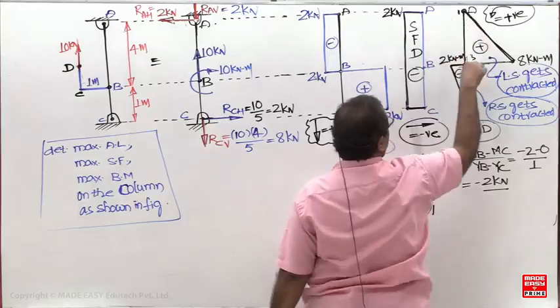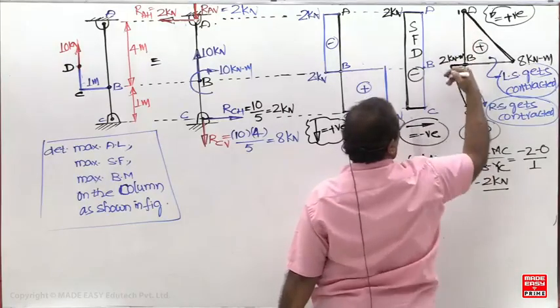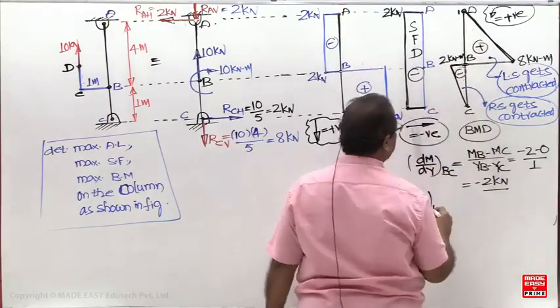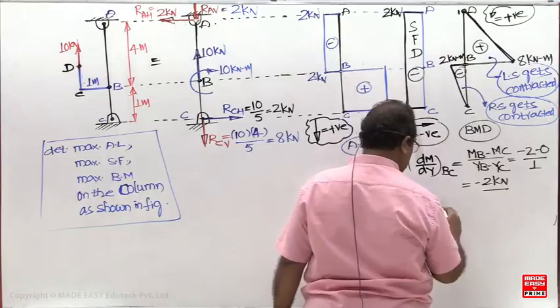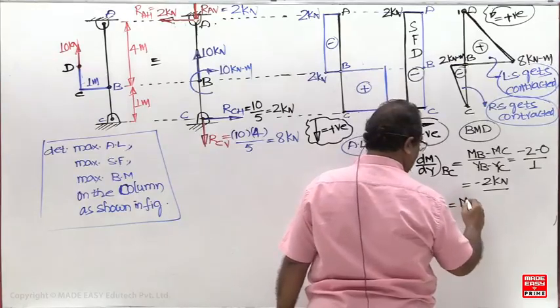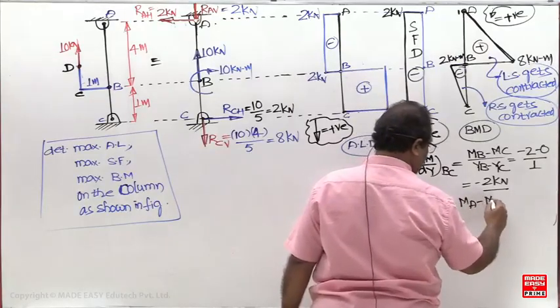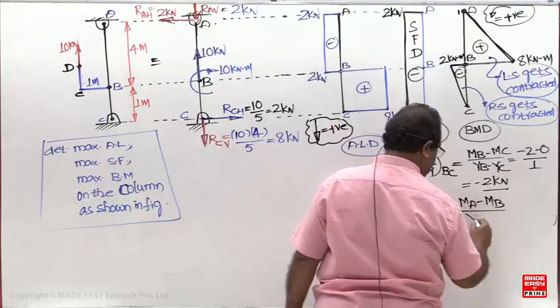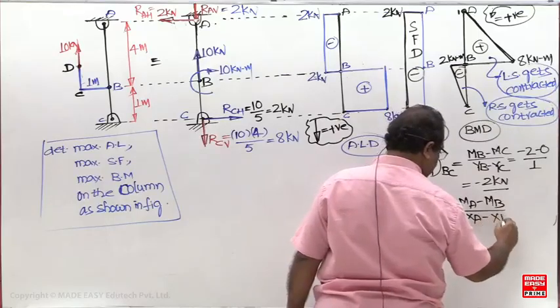This will become the upper limit, this is the lower. You have to go upward now. Y coordinate is positive upward. AB portion: bending moment at A minus bending moment at B minus XA minus XB.